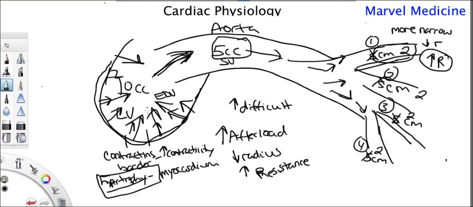It's working a lot harder now to send that 10 cc's of blood out. So what's happening to the myocardium? The myocardium is now hypertrophying. It's getting bigger, it's getting stronger, just like a bicep would, okay? In order to pump the blood out, it has to be stronger. Now, let's take a look at a correlation here.